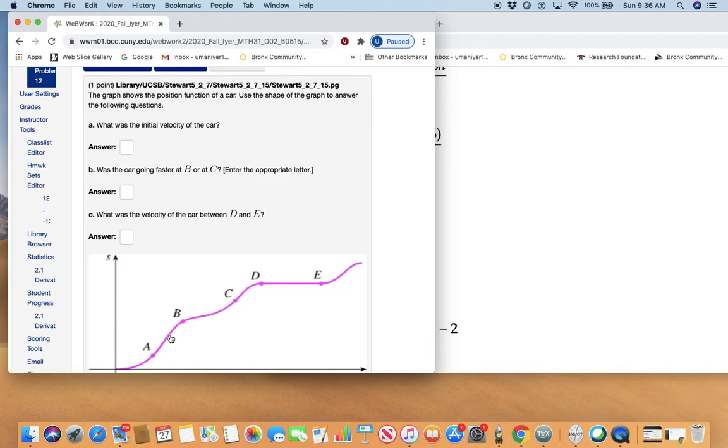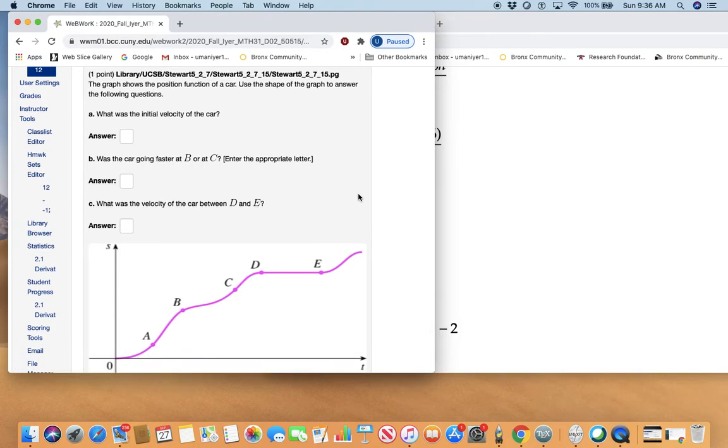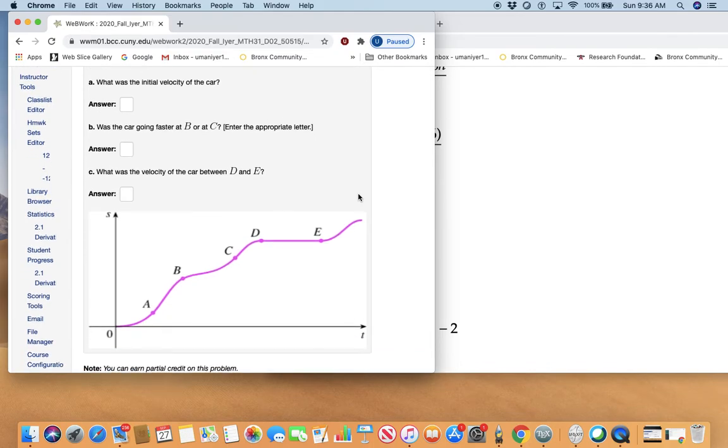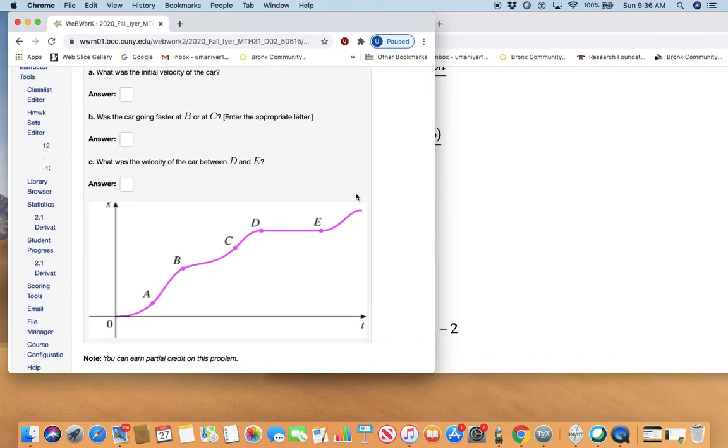The graph shows the position function of a car. Use the shape of the graph to answer. What was the initial velocity of the car? So initially, velocity, remember, is the slope of the tangent. Initially, it looks like I have horizontal slope. So slope is 0. Okay, horizontal tangent, so slope is 0.